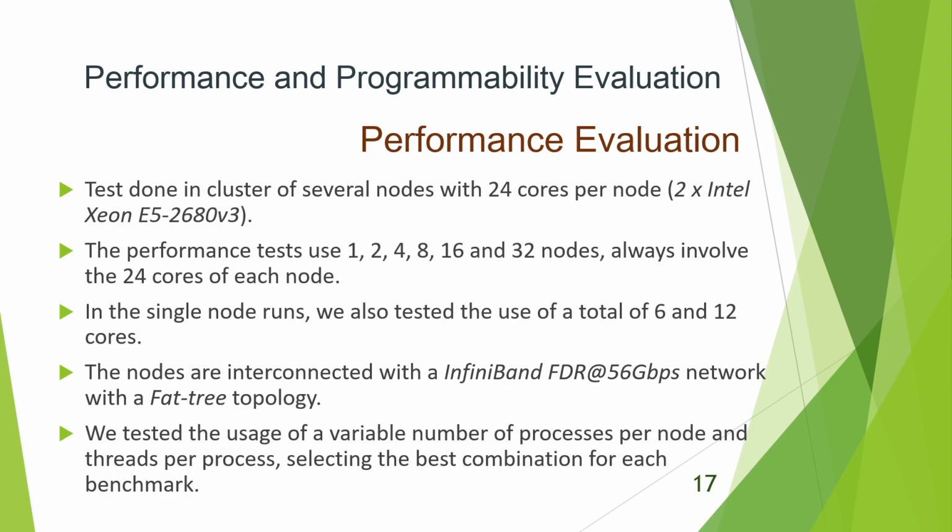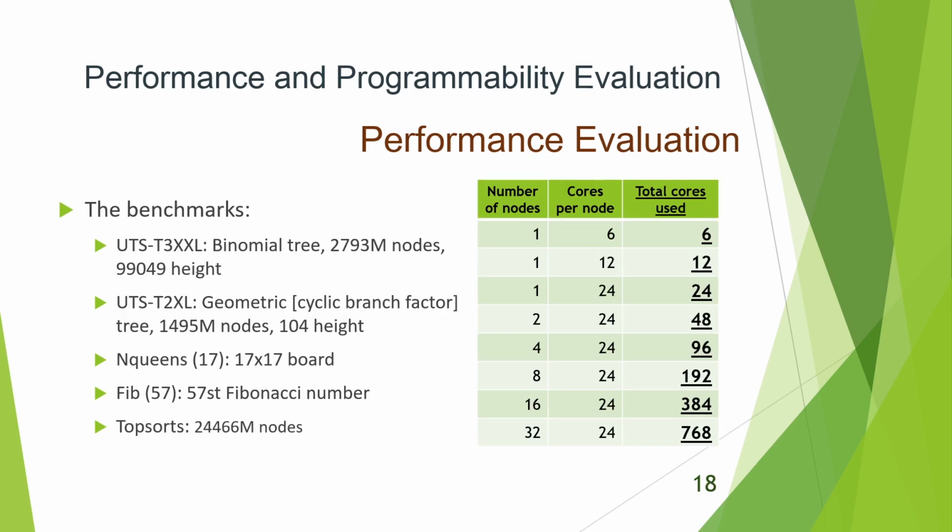We use a cluster where each node has a total of 24 cores. The benchmarks have been executed for 1, 2, 4, 8, 16, and 32 nodes. For each benchmark, we have tested different combinations of number of processes and threads per node and selected the best one. For our library, the best combination is always to choose a single process for each node. Here we can see a table showing the total number of cores used in each test. This will allow you to visualize the performance scaling for each program.